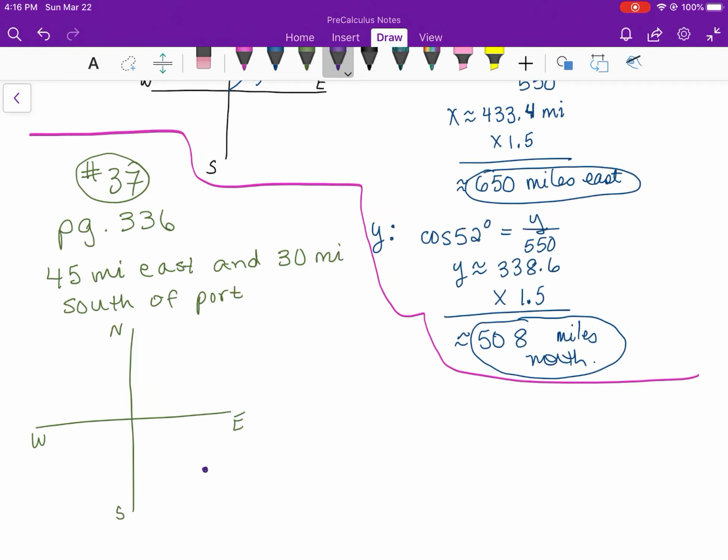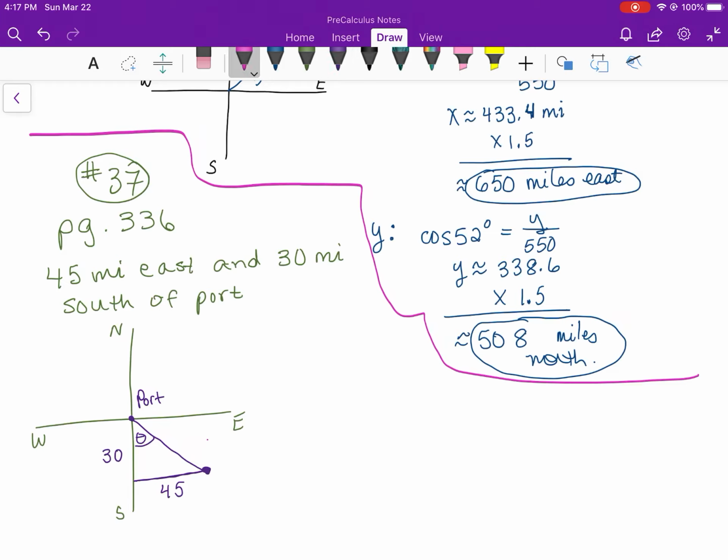Remember, with bearings, you always draw your triangle to the y-axis. This is going to be our angle theta right here. And this would be 45, and 30 would be your vertical. So this is where he's at. This is the port right here, and he's arrived down here. The captain wants to sail back to port. At what bearing should he travel?